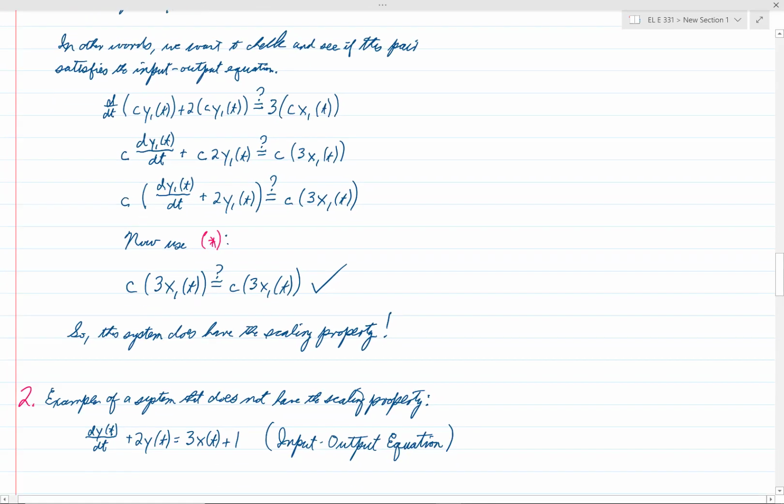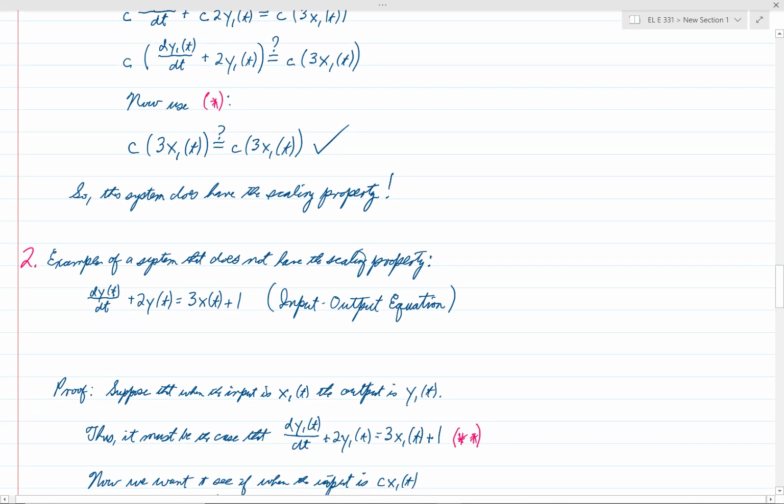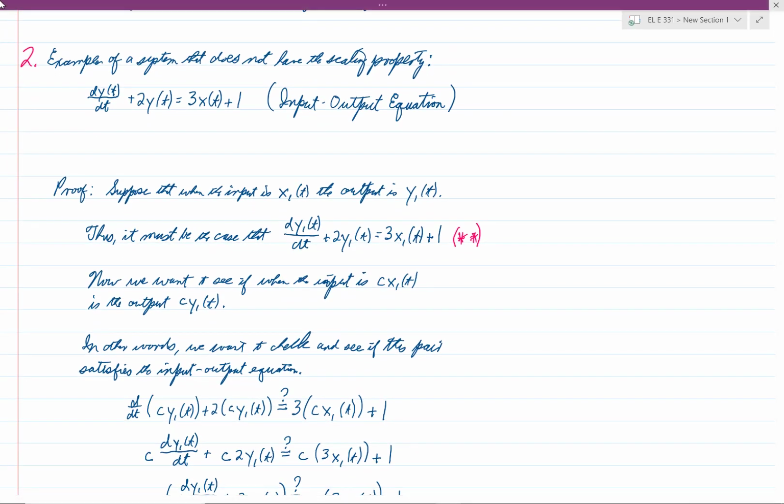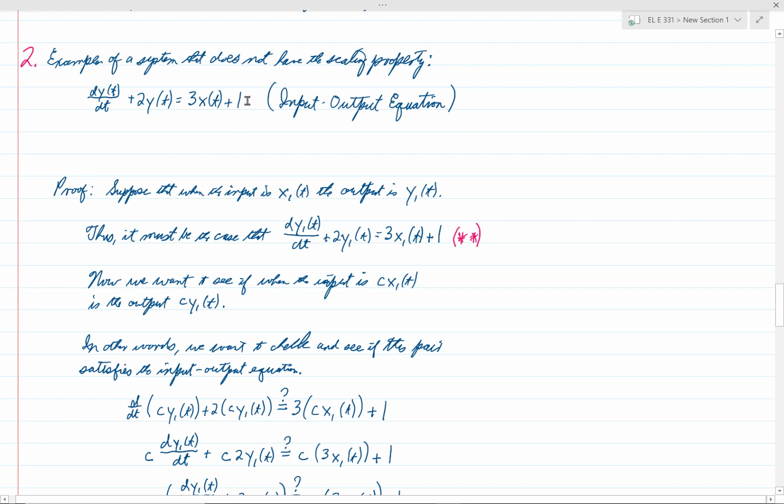Now let's look at a system that does not have the scaling property, and it has a very similar input-output equation. The only difference is I have added this 1 over here on the right-hand side, but you will see that that messes it up. And now this second system does not have the scaling property. So we'll go about this in the same way to see that that's true.